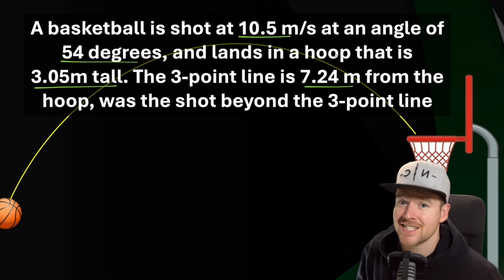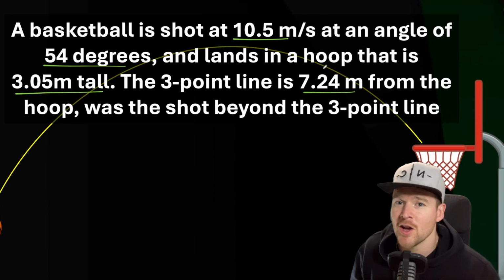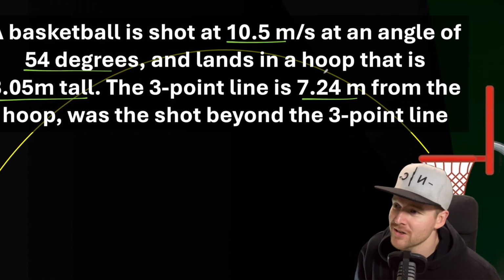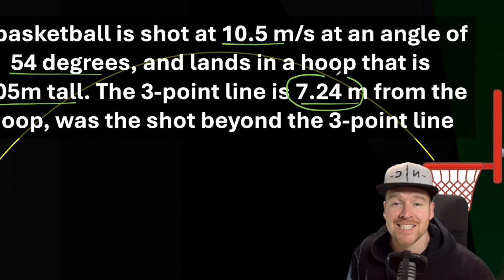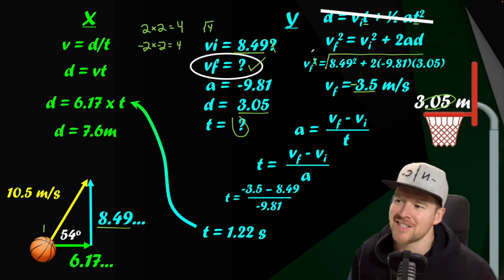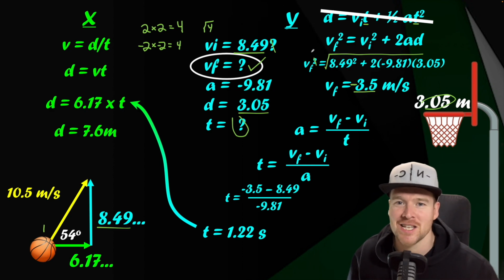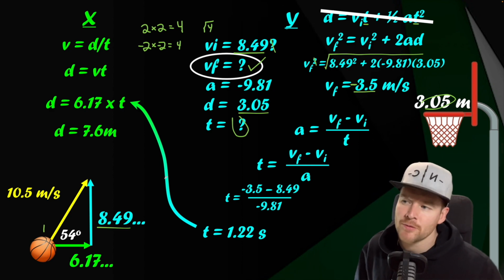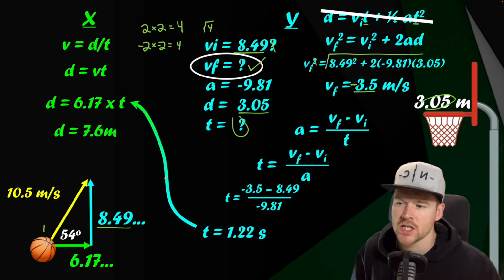Well, we remember that the distance from the hoop to the 3-point line was this 7.24 meters. So our answer being 7.6, it is beyond the 3-point line, and this does count for 3 points. So our answer is that it's beyond the 3-point line for our final answer to this question. Now, for me, that's the most intuitive way to solve this because we're looking at, is it beyond or within the 3-point line? It's asking about a distance in X.